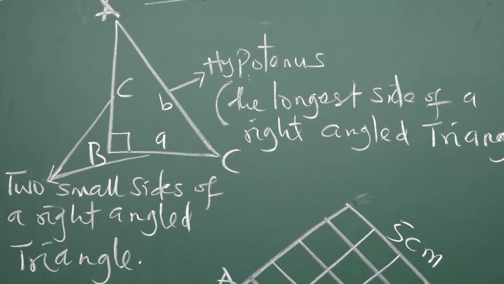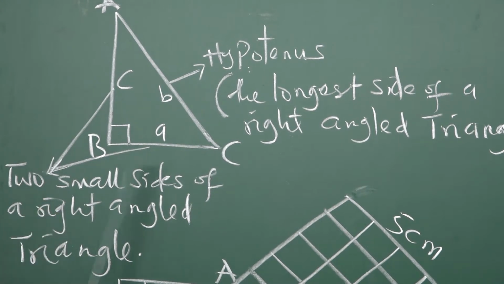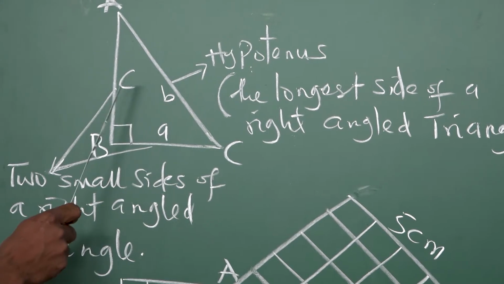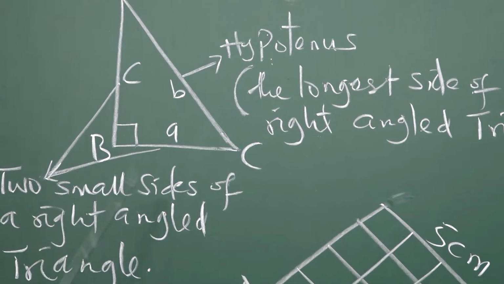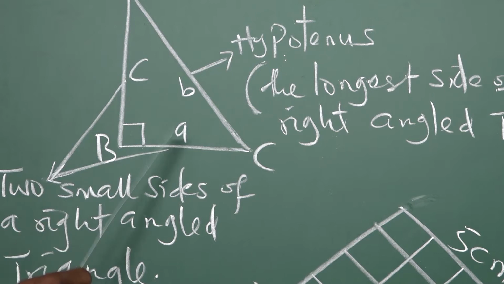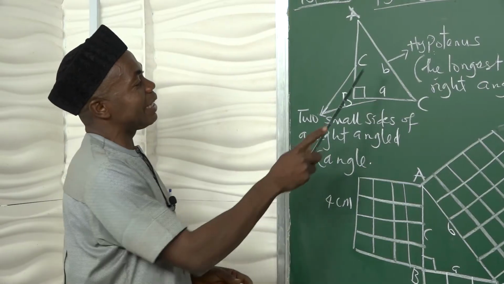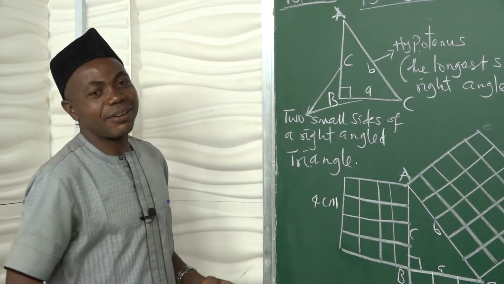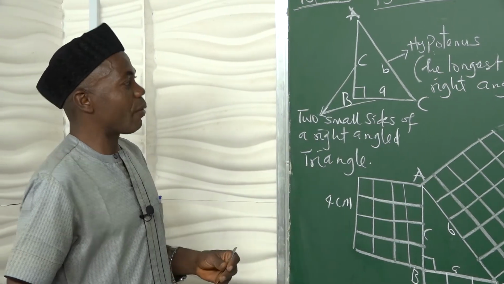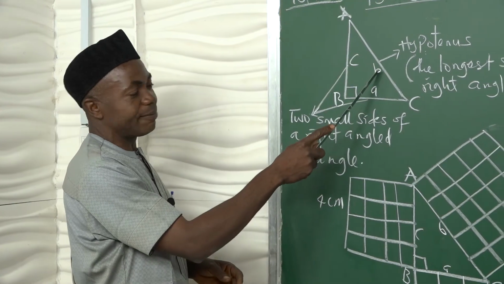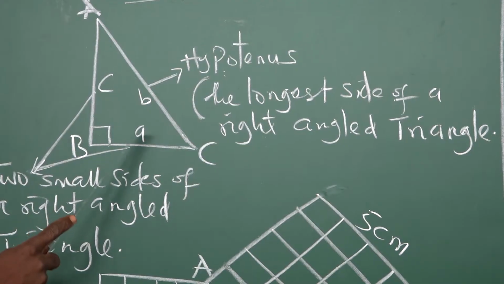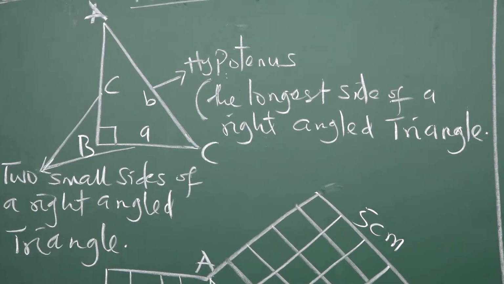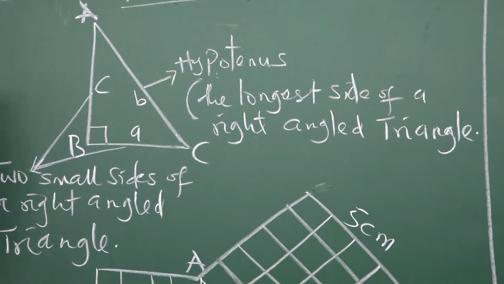We need to know, for the sake of this lesson, the two small sides of a right-angled triangle. Small letter A and small letter C are used to identify the two small sides, while letter B is used to identify the longest side of a right-angled triangle, called hypotenuse. So we're going to be representing hypotenuse with B, the two small sides, one with A and the second one with C.